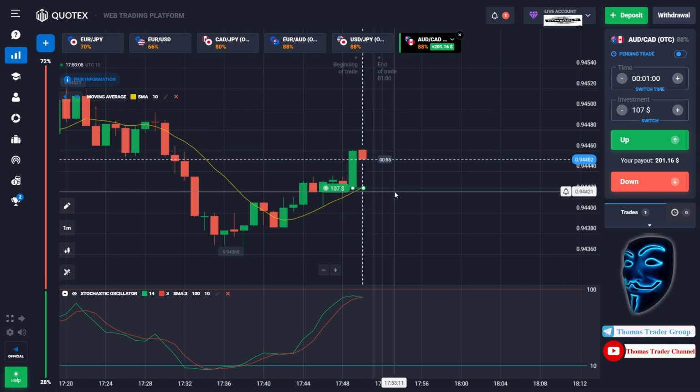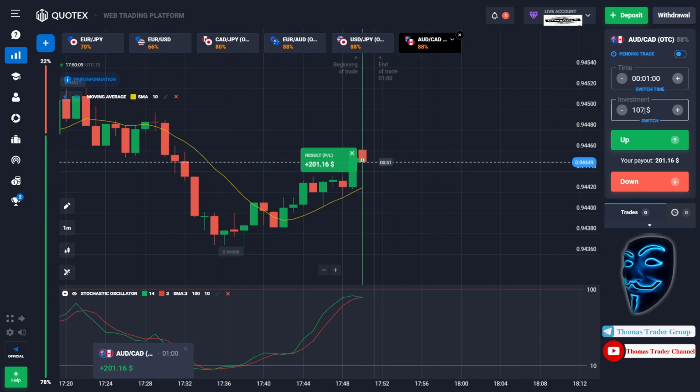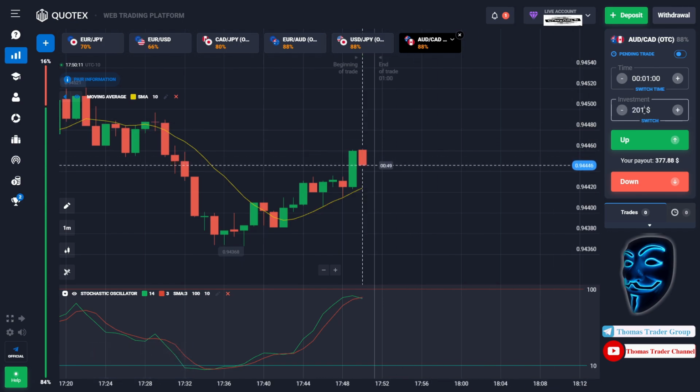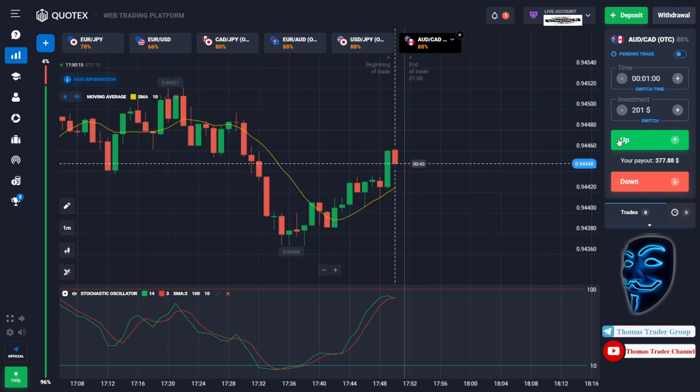We made a right prediction over here. We made a profit of $201. Let's change our investment into $201. And over here we still can open buy for 1 minute.